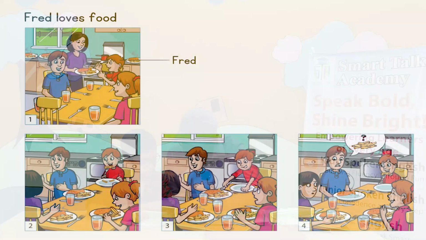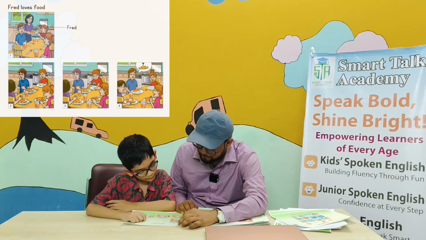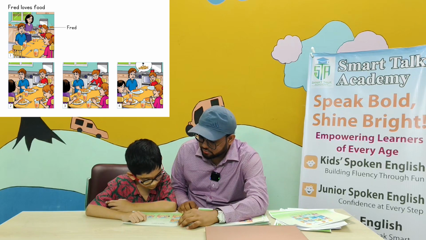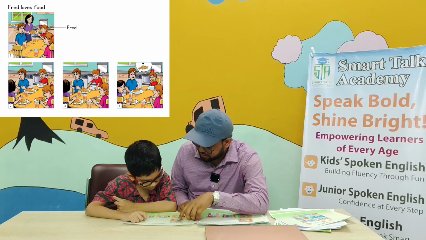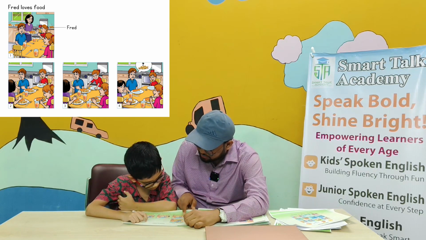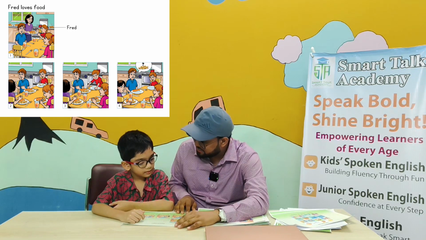This is about Fred, right? This is about Fred, and Fred loves food. Now what can you see in the first picture? Fred's mom giving him food. They are giving food. Okay. Now in picture 2, what is he doing? Fred eats fast.